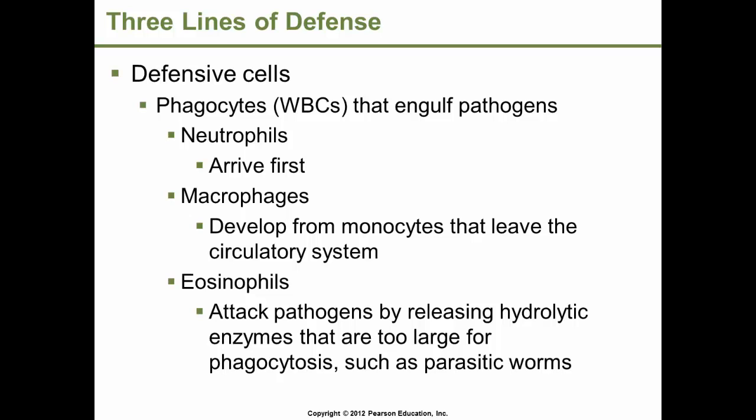Eosinophils, we looked at this in chapter 11, blood. Eosinophils are a type of white blood cell responsible for attacking pathogens by releasing enzymes, for targets too large for phagocytosis, such as parasitic worms, tapeworms, roundworms, that are too large to be ingested any other way. Eosinophils also lessen the effect of allergies by engulfing antibody and antigen complexes.